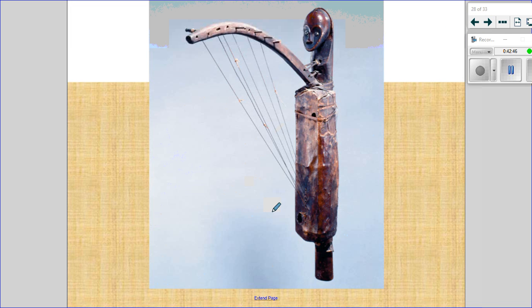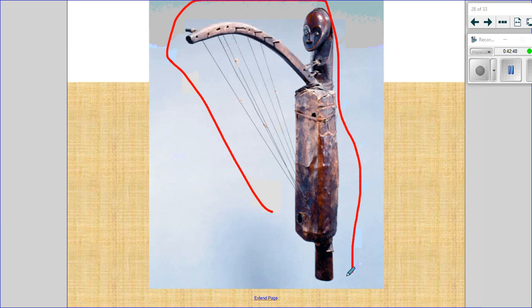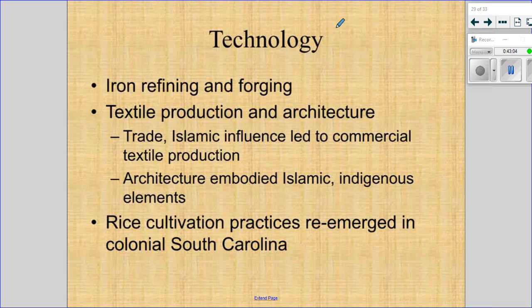This is a wooden harp, a West African wooden harp. So this is what those griots would have played as they sang out those histories and folk tales, trickster tales, things like that.